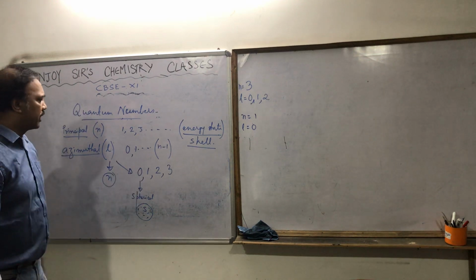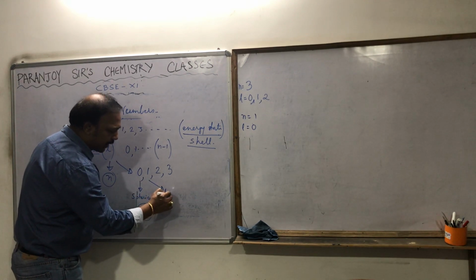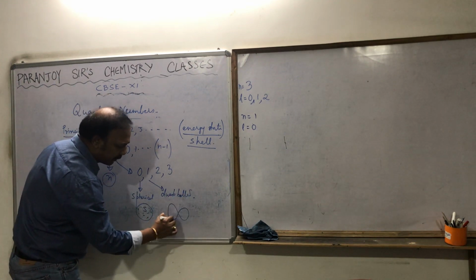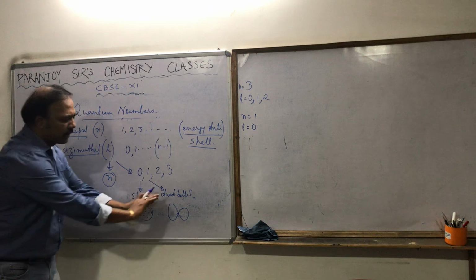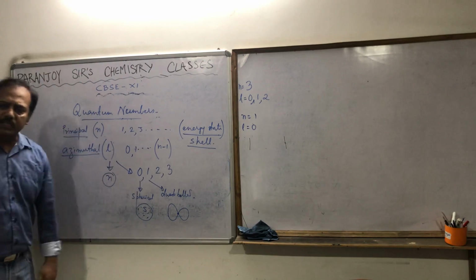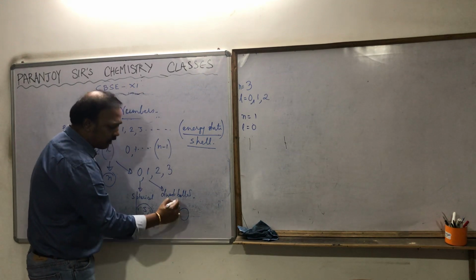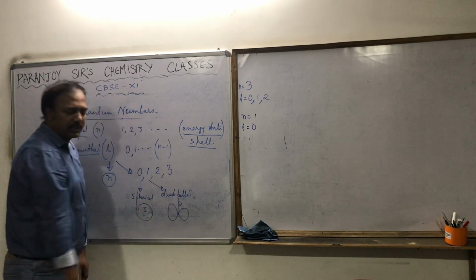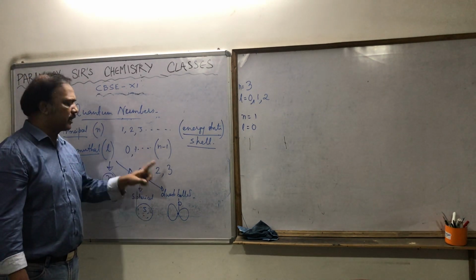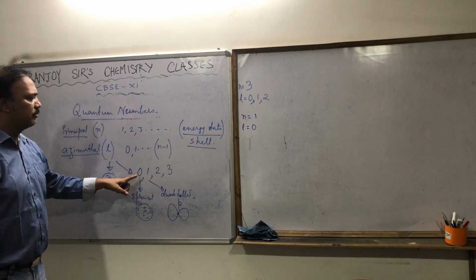If the value of L is equal to 1, then the shape is dumbbell. All of us know the shape of a dumbbell. It's like this. This is the nucleus, and the electron can be anywhere here. In the gym we do this, right? The shape is dumbbell shaped, and this particular orbit is called P orbit. If it is spherical in shape, we call it S. If it is dumbbell in shape, we call it P. And who is determining that? It is all determined by the value of L.